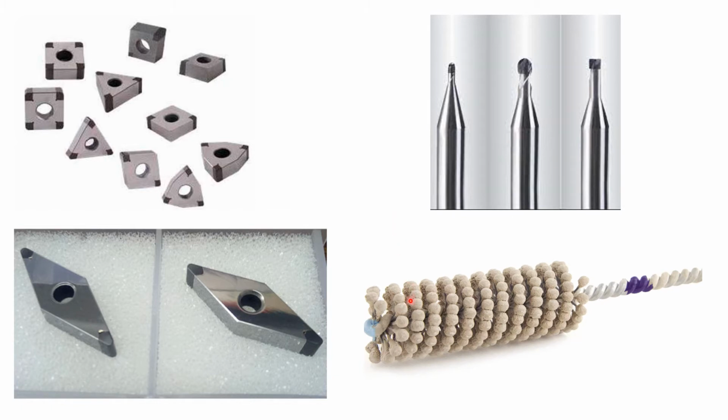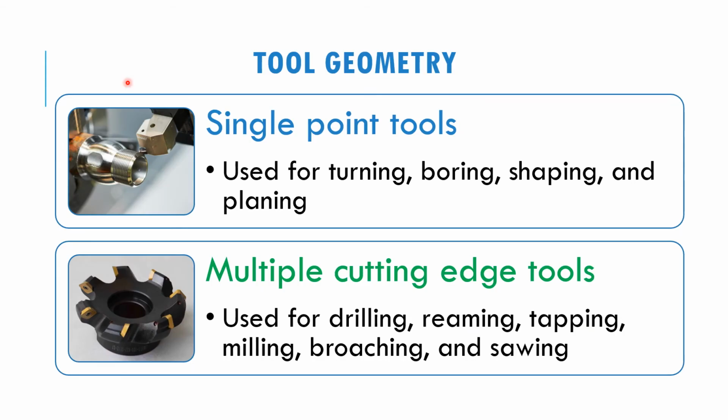This material also can be used for the honing tool. This is the honing tool, so it is only covered on the outer area here, for the honing process. As previously, we already saw the operations where we have single point tool and also multiple cutting edge tool. So now we are going to see the tool geometry for this type of operation.